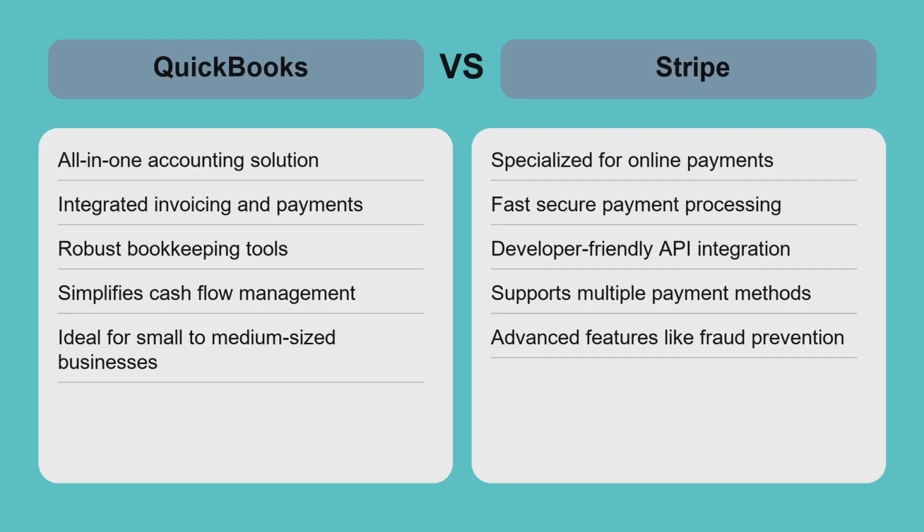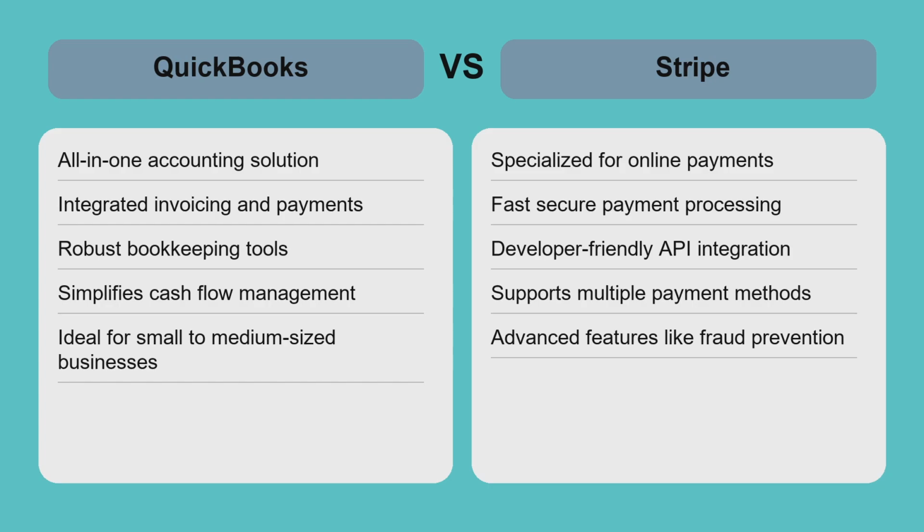QuickBooks excels when you want an integrated financial platform that combines accounting, invoicing, and payments in one place. It's perfect for businesses prioritizing bookkeeping and tax management alongside payment acceptance. Stripe shines in scenarios where online payment flexibility and customization are critical, especially for tech-savvy businesses needing advanced payment features. The trade-off is between QuickBooks' comprehensive financial management and Stripe's superior payment processing capabilities.